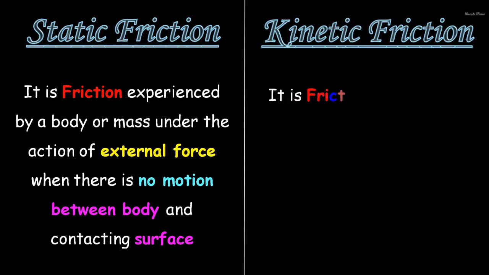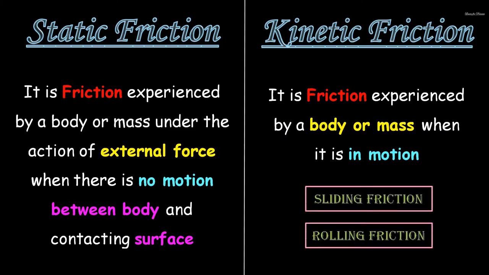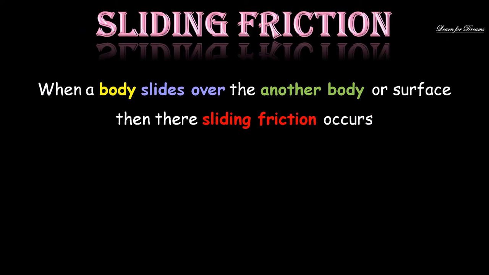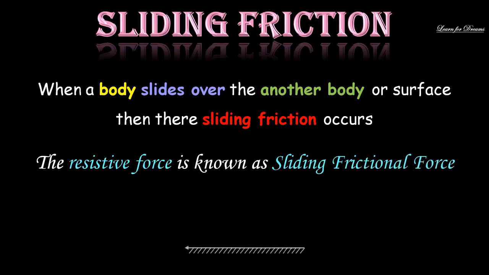Now the definition for kinetic friction. It is friction experienced by a body or mass when it is in motion. The two types of kinetic friction are sliding friction and rolling friction. Let's see what is sliding friction. When a body slides over another body or surface, then sliding friction occurs. The resistive force is known as sliding frictional force.